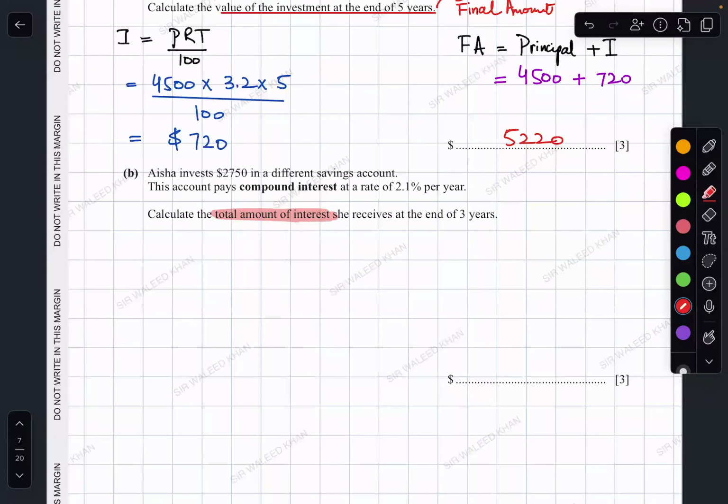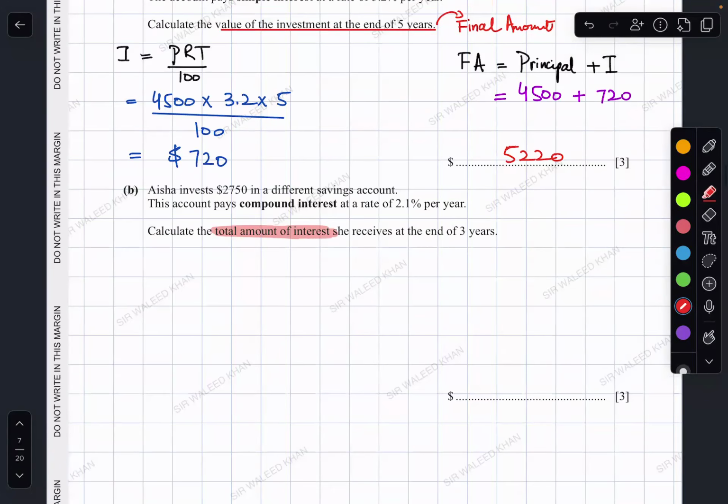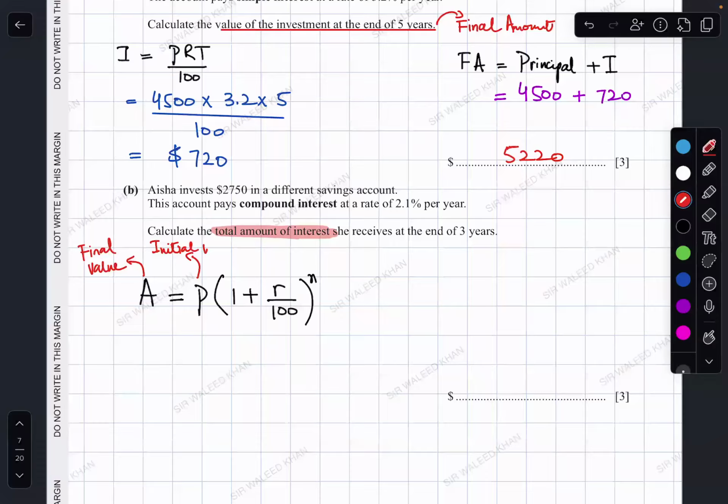Now be careful with the simple interest and the compound interest. For the compound interest formula, this formula is going to give you the final amount. So we have to subtract the initial amount from that to figure out the interest. Let me mark this. This is going to give you the final value or the final amount. This is the initial amount or the initial value. This will be the rate, and this is the time period.